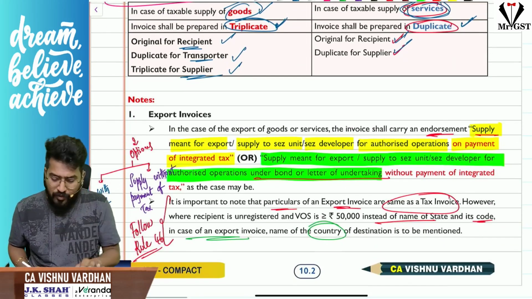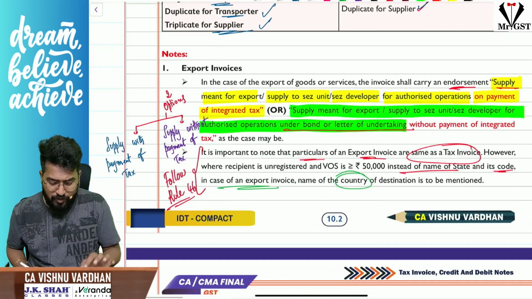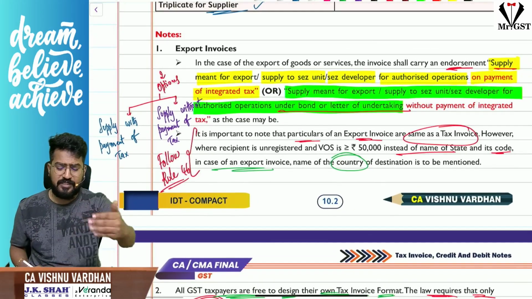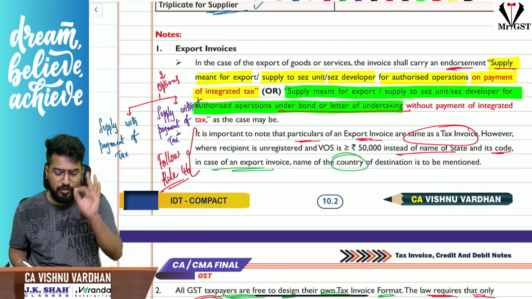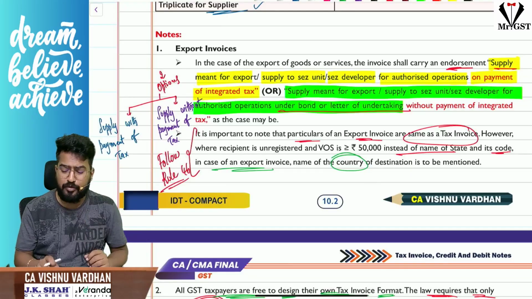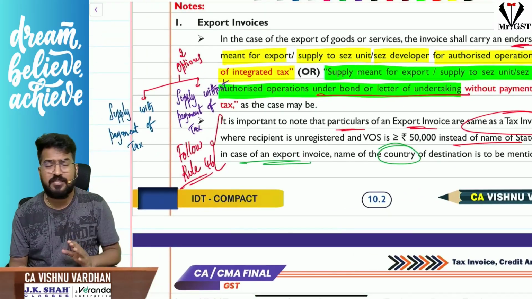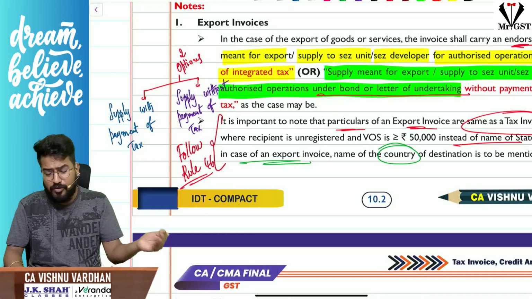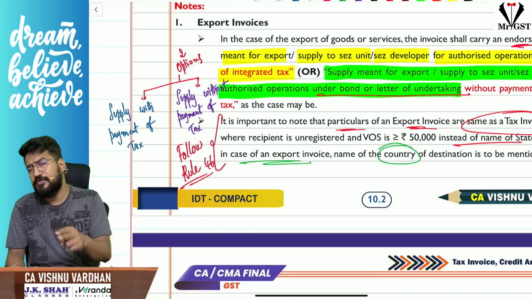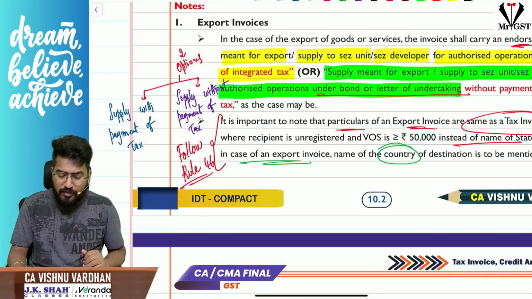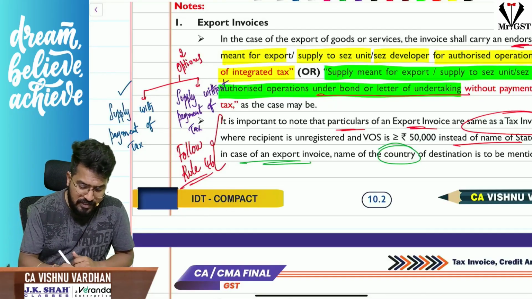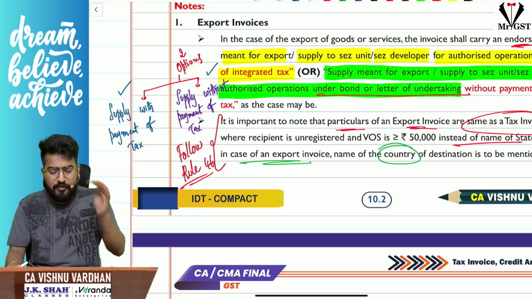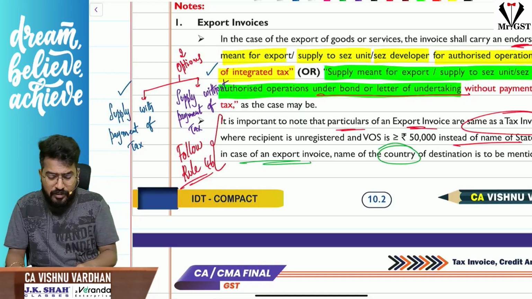Okay, sir. Now coming to export invoices. If the invoice is related to export, what should you mention on the invoice? See, you know, exports are zero rated supplies, and you have 2 options: either export the goods or services with payment of tax, or export them without payment of tax. So on the invoice, you should mention whether it is supply with payment of tax or supply without payment of tax. Like that, you should mention on the invoice.